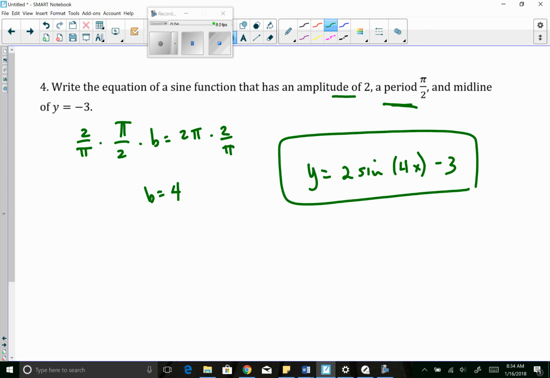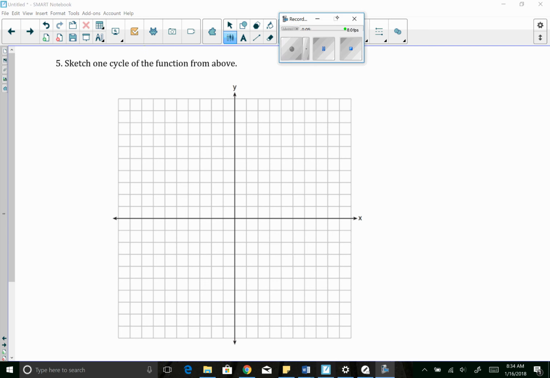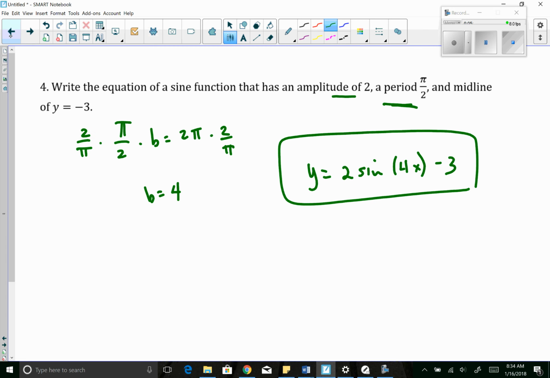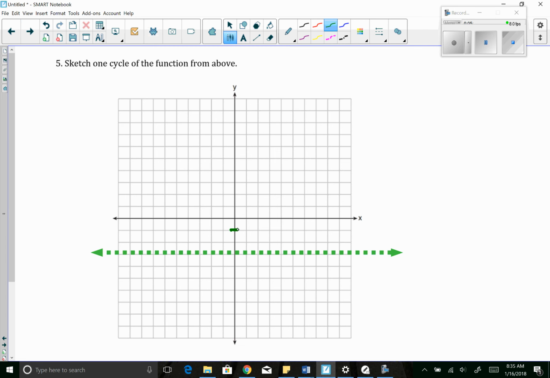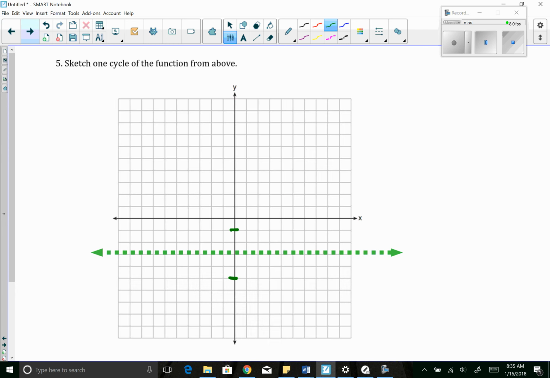That equation then can be graphed. So in class, we learned that if you're graphing a sine or cosine function, the first thing you want to do is graph the midline. So I graph the midline at y equals -3, and then since the amplitude was 2, I want to go up 2, that's the maximum point, and down 2, that's the minimum point. And since the period was pi over 2, I want to go out 4 boxes and make that pi over 2.